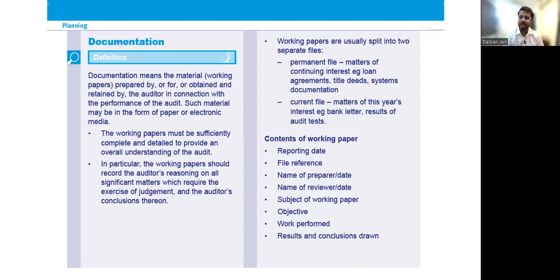Let's say the company had purchased the land. So for the proof that the company has purchased the land, there's a land deed, right? You can get the land deed from the company. That land deed is going to remain the same for many years, till the company is holding that land. So where can you put that? You can put that land deed in the permanent file rather than putting it in the current file, right?